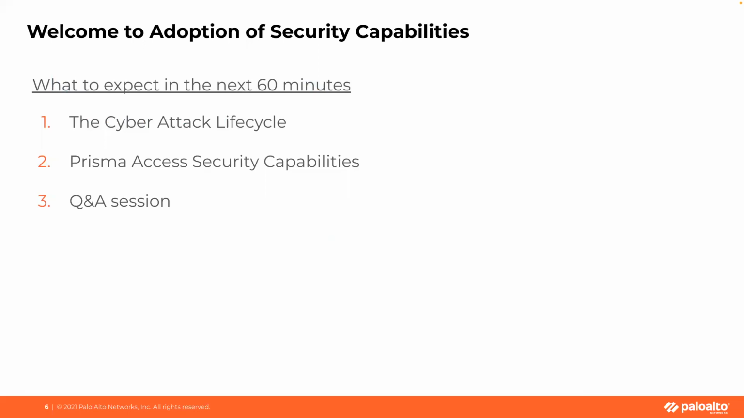So a quick overview of what to expect in the next 60 minutes. We will start off by going over the cyber attack lifecycle. We will then be covering Prisma Access security capabilities. And of course, we will be ending today's session with a Q&A session. A quick reminder to enter your questions in the chat box, and we will make sure to address those towards the end of today's webinar series.